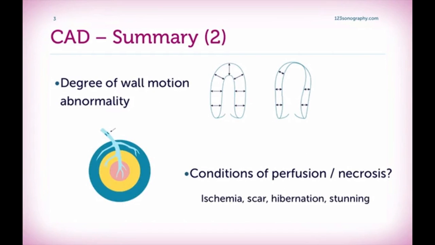These segments correspond to perfusion territories of the coronary arteries. We can describe different degrees of wall motion abnormalities, ranging from akinesia, where no motion is present, to hyperkinesia, where excessive motion and thickening of the endocardium is present. There are various different conditions of perfusion and necrosis, such as ischemia, scar, hibernation, and stunning. Remember, stunning, hibernation, and ischemia are all associated with normal wall thickness.